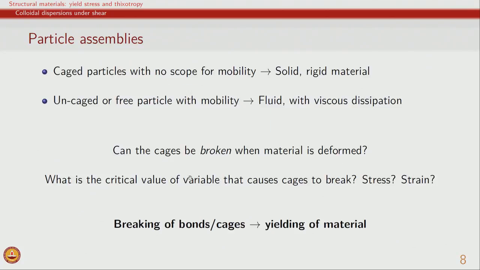So, the question that is very relevant for such material systems is whether the cages can be broken. If the cages can be broken, then we know that a material in a caged state will have a solid-like response, but if cages are broken, then we can end up having a fluid-like response. And so, the question is whether it is possible for the cages to be broken when the deformation happens.